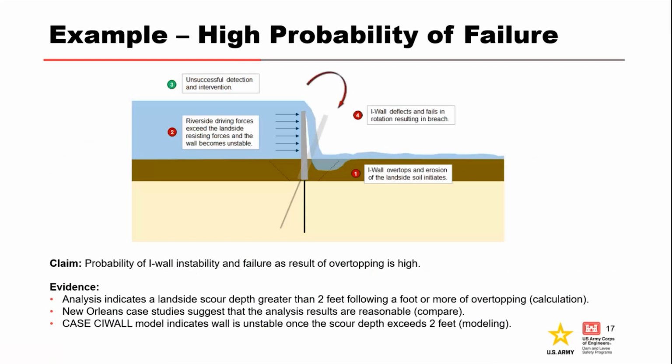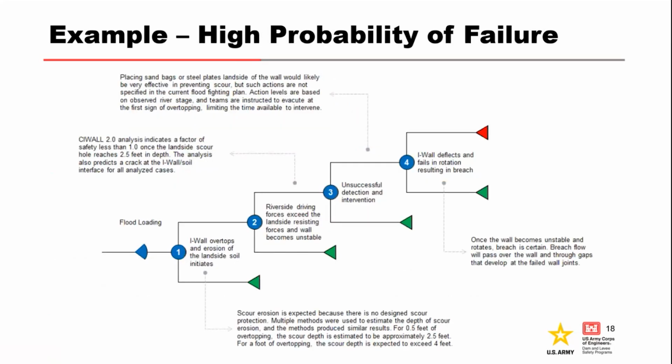High probability of failure. So probability of I-wall instability and failure as a result of overtopping is high. They've done an analysis that says that landside scour depth will be greater than 2 feet following overtopping. They've got case studies to suggest that that's a problem. And they've done an I-wall model that indicates the wall is unstable once that scour depth gets that deep. So they walk through that and put that into this event tree. There's fewer nodes, but each of these nodes leads to a high probability of failure.